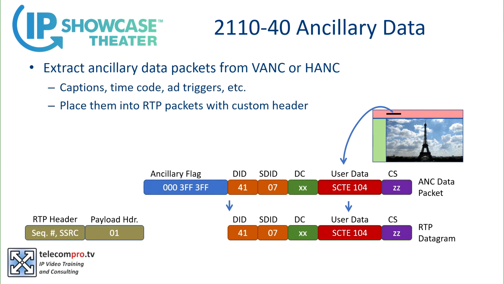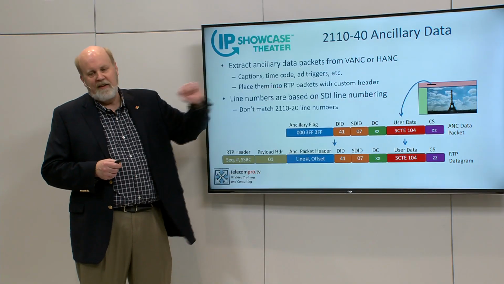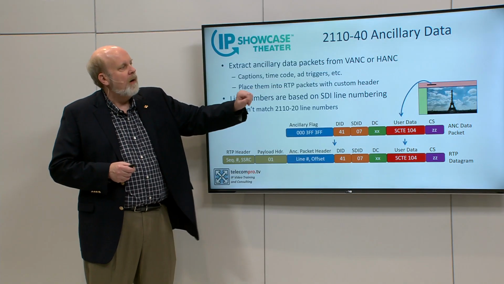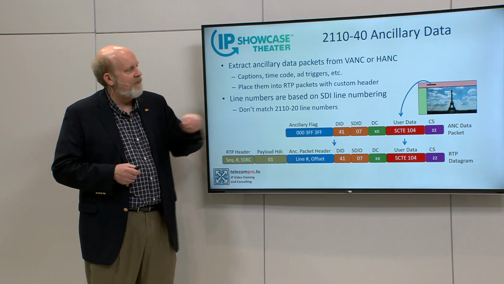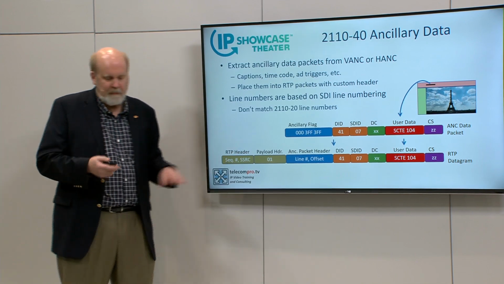We're going to need a payload header, and I'll show you what that looks like in a minute. And then we're also going to need an ancillary header for this particular information. And this is going to tell us where this particular packet came from in the original SDI, what line number it came from, and what offset it was. Okay? Now, the big thing here is that the line numbers here don't match 2110. These line numbers match the SDI line numbers. So we go from 1 to 1125 instead of going from 0 to 1079. But that's a detail, something to be careful about.